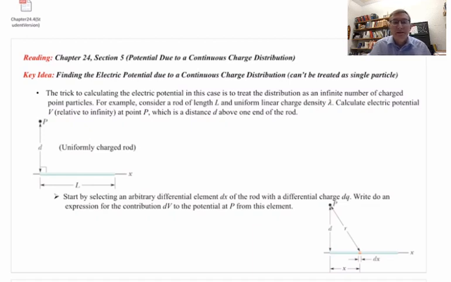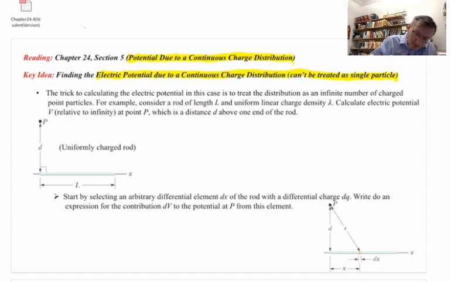Welcome back. This is video lecture 24.3, and we're going to talk about section 5 in chapter 24, where we're going to calculate the potential that is created by what's called a continuous charge distribution. The key idea here is that we're finding the electric potential due to a distribution of charge that can't be treated as a single particle.